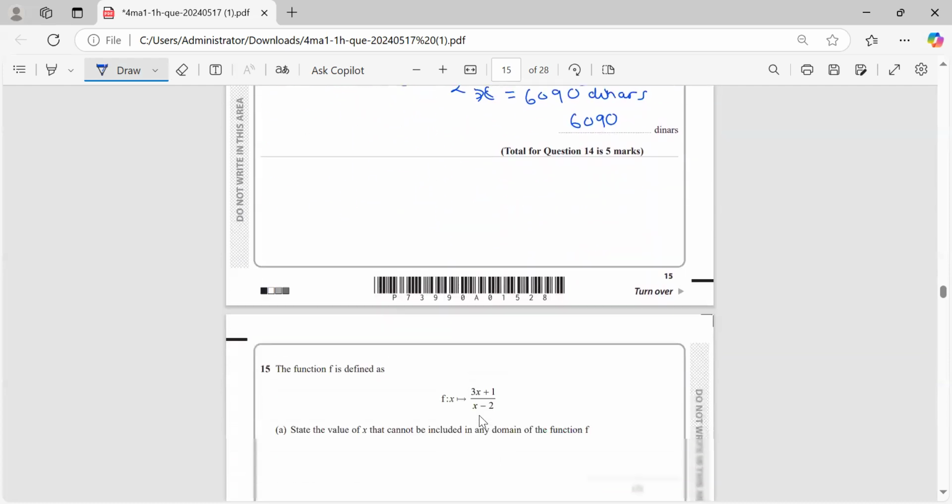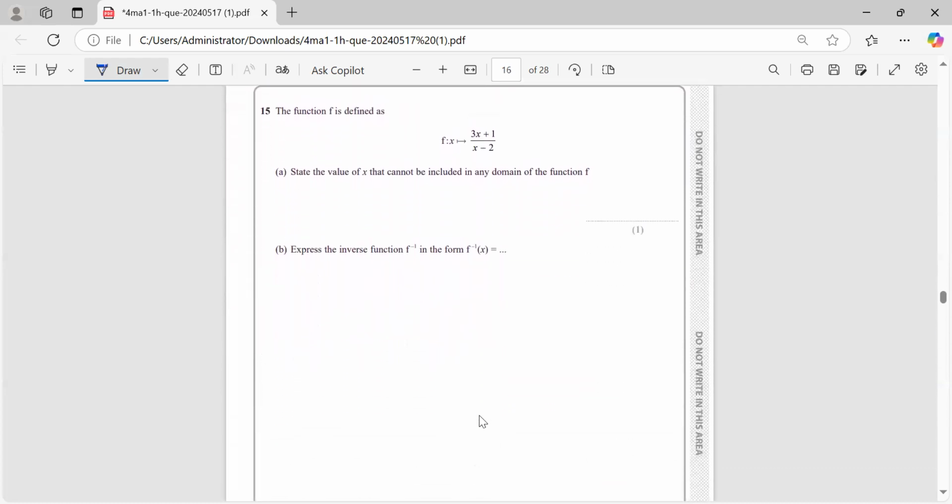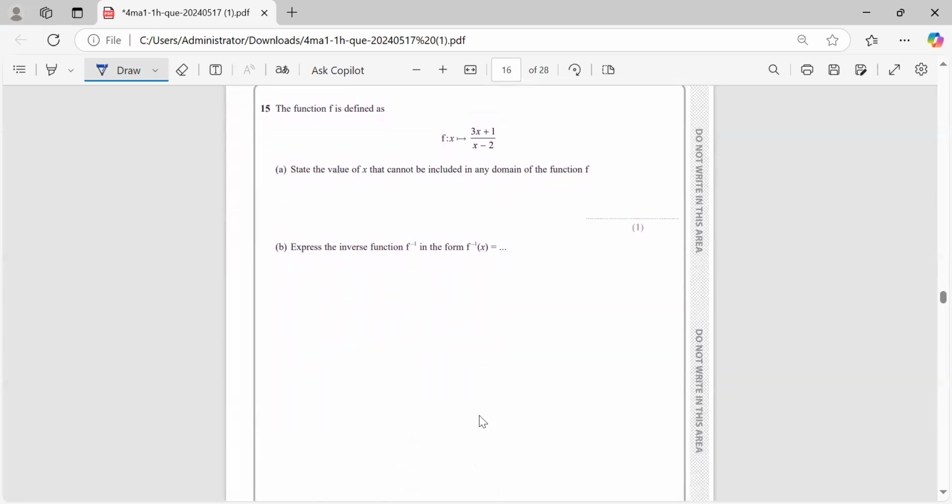So let's move on to the next question, which is question number 15. All right. So for question number 15, they say that the function f is defined as f of x is equal to 3x plus 1 all over x minus 2. And the first part of the question wants us to state the value of x that cannot be included in any domain of the function f.